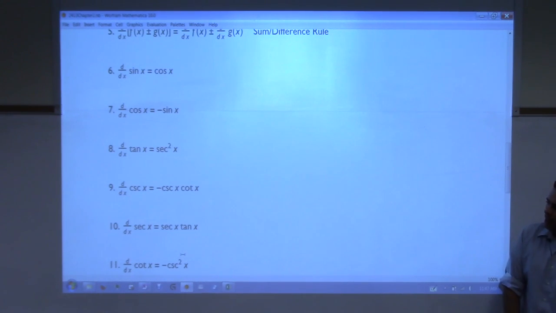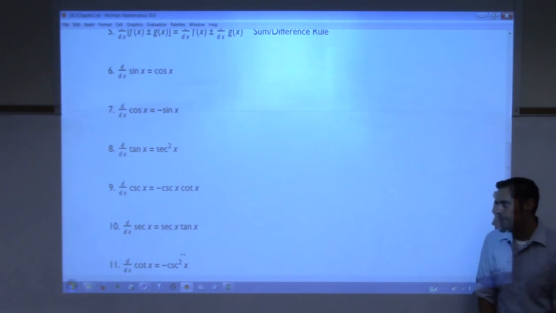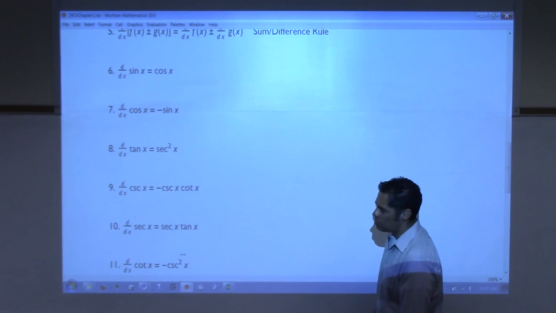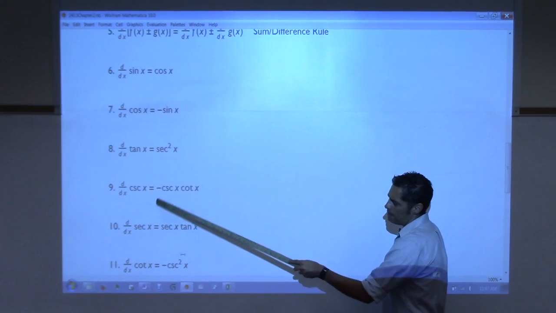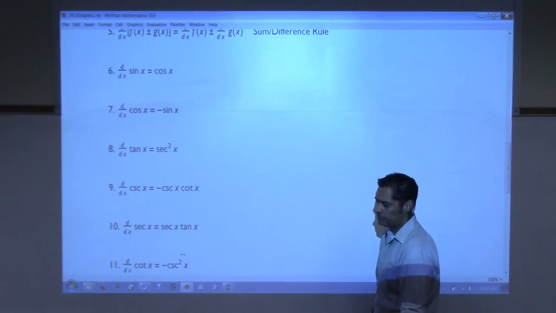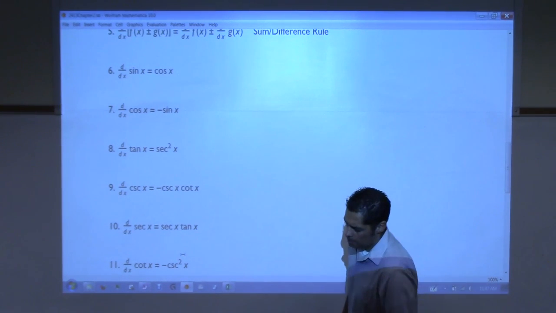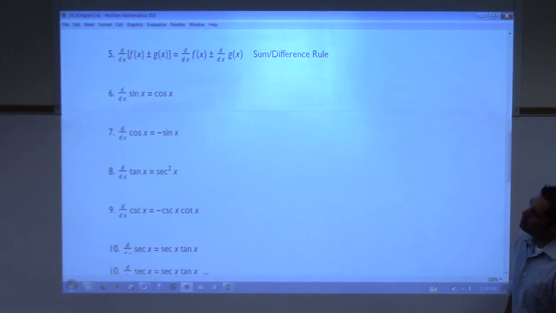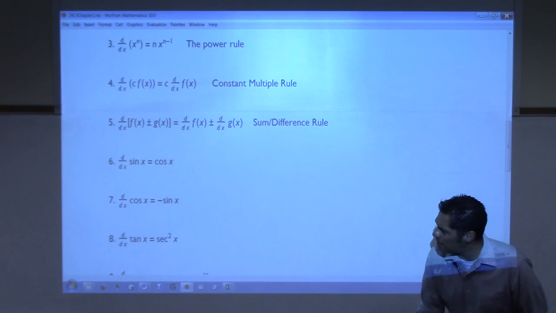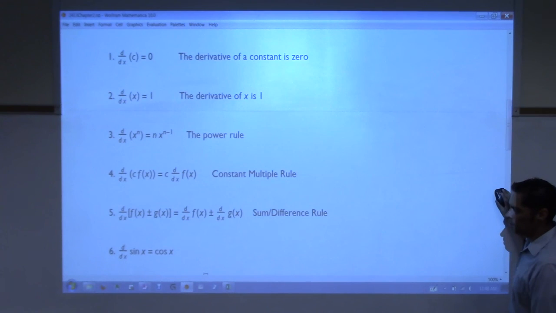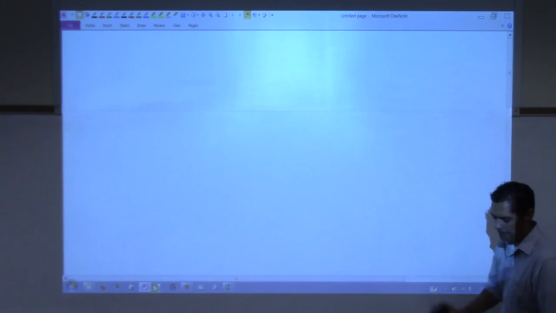Now the next 3, it would be nice if you knew them, if you had them memorized, but not necessarily essential. These are them. They're on your formula sheet. This sine x cosine x I'll prove. Are you ready to prove the power rule? I know you are. Let's do it.